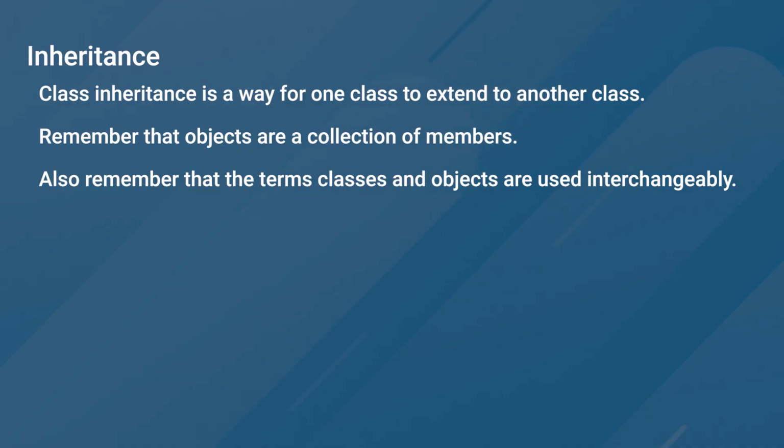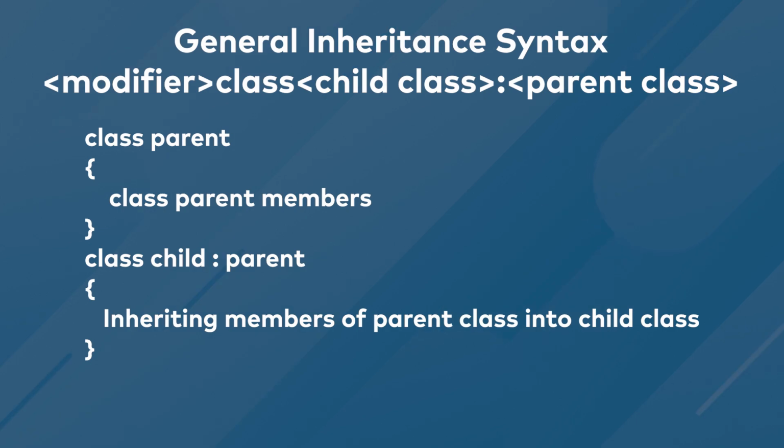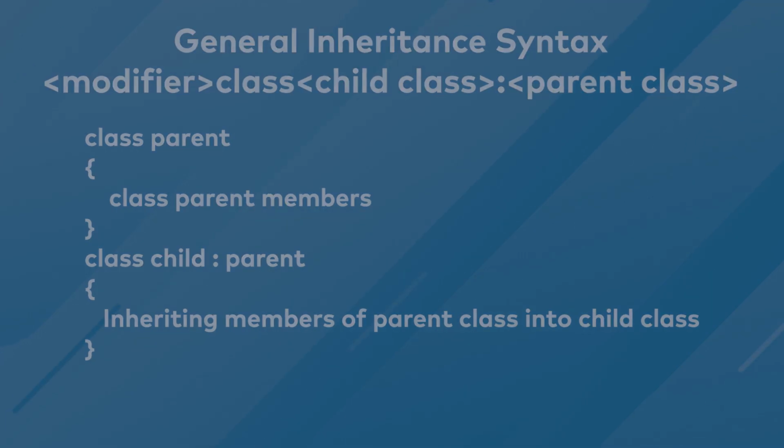Class inheritance is a way for one class to extend to another class. Remember that objects are a collection of members. Also remember that the terms classes and objects are used interchangeably. The best way to explain inheritance is starting with a demo project in Visual Studio 2019 Community version. General inheritance syntax: modifier, class, child class, parent class.